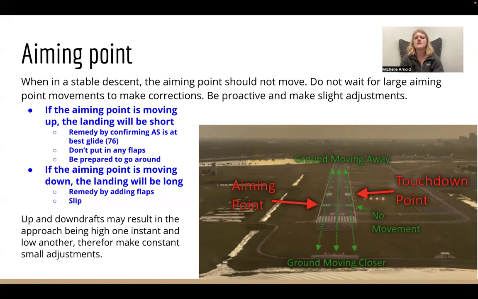If the aiming point is moving down, we can do more with this. You always want to be higher than lower, because we can work with that. You can remedy this by adding flaps, which will increase your sink rate, or performing a slip.